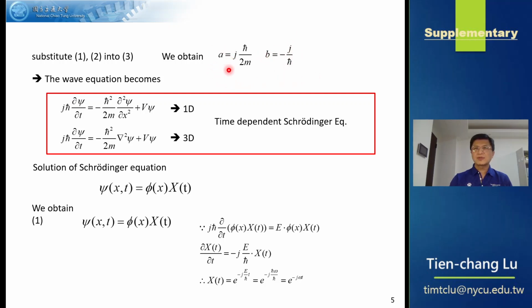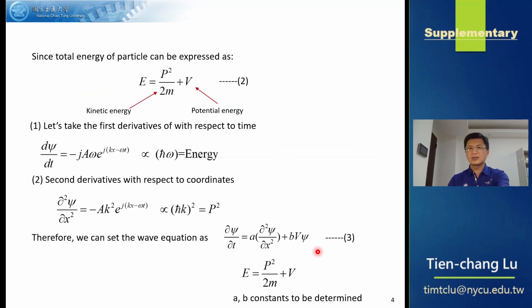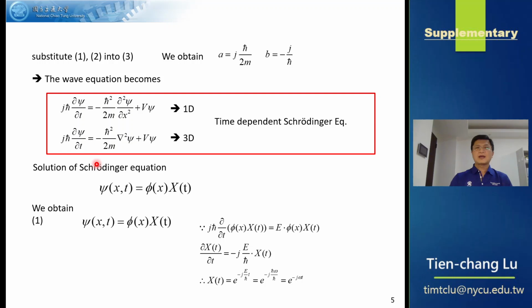Okay, so we substitute this A and B back into equation 3, which gives us this equation: j times h bar times d phi over dt equals minus h bar squared divided by 2m times d squared phi over dx squared, plus V phi. We call this one, because it is only valid in one dimension, the one-dimensional time-dependent Schrödinger equation.